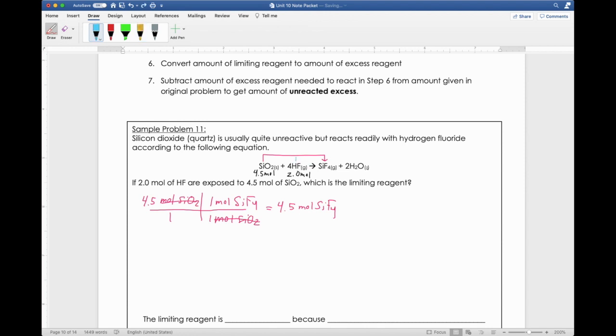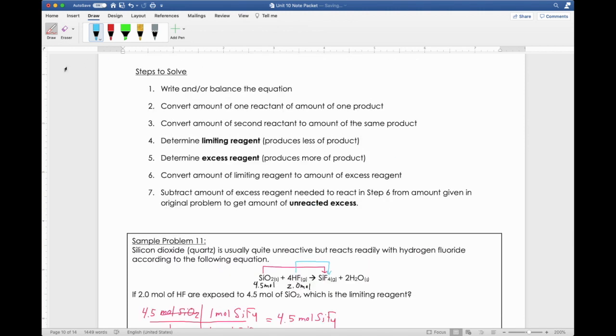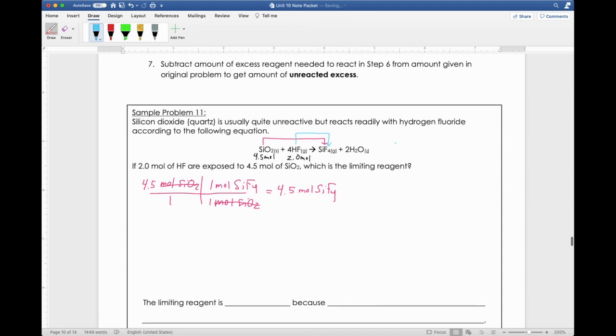So now we need a means of comparison. How many moles of silicon tetrafluoride can I make from the hydrofluoric acid that's provided? So notice step 3 says convert the amount of the second reactant to the amount of the same product. It has to be the same one. If I can compare how many moles of silicon tetrafluoride I can make from the given amount of each reactant, you could figure out who produces less. And that's exactly what we're going to do.